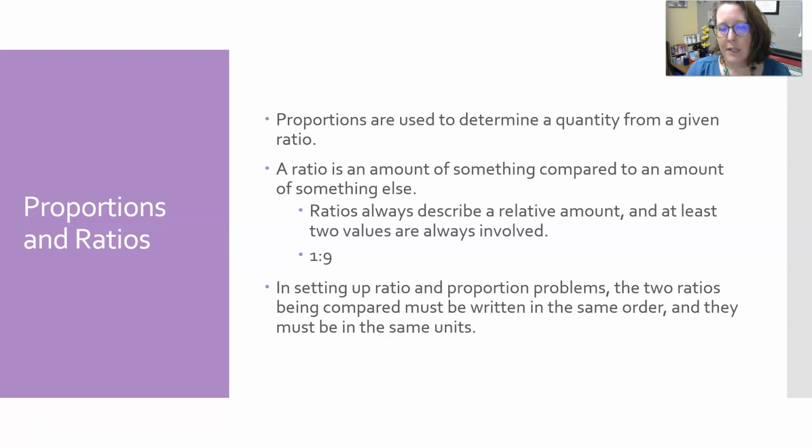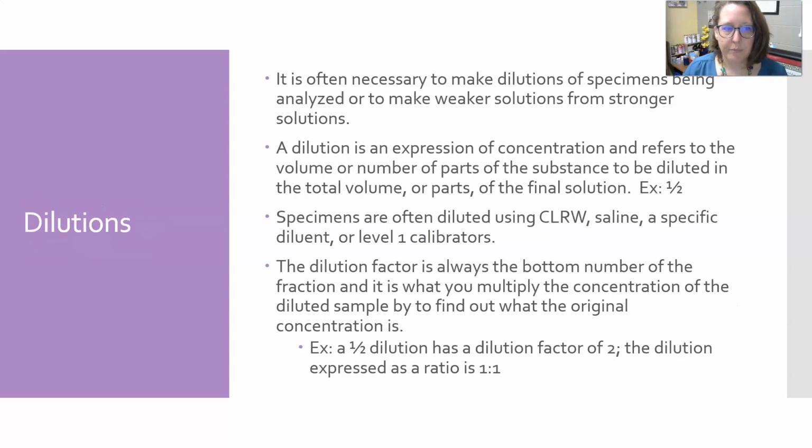And so whenever you set up ratios and proportion problems, the two ratios being compared have to be written in the same order. So serum to diluent, that order, and they have to be in the same unit. So you cannot have milliliters on one side and microliters on another side of the ratio of the problem that you're trying to solve. All right, so let's talk a little bit about dilutions.